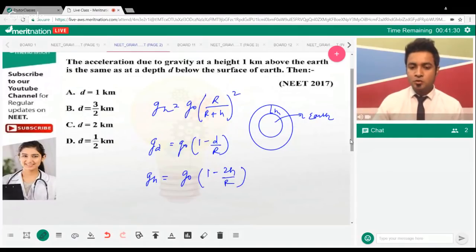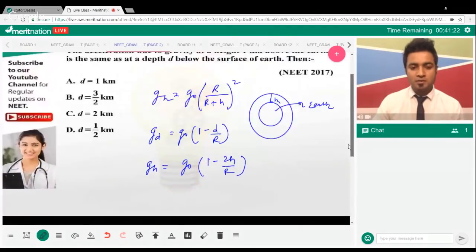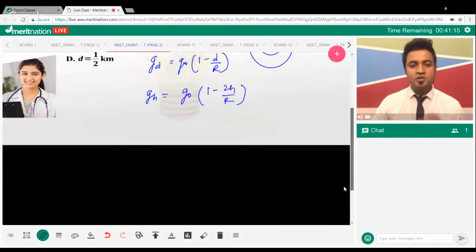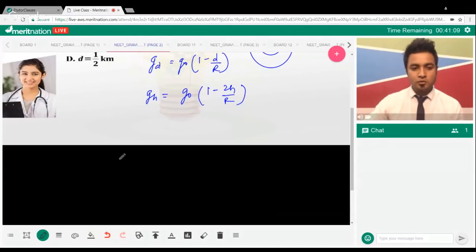Here they have told us that the gravity at both the points is the same. So what we are going to do is equate both the things. The height is given as 1 kilometer here, so you need to figure out at which depth the gravity would be the same as at the height of 1 kilometer. So gd is equal to gh. h is nothing but 1 kilometer, right?